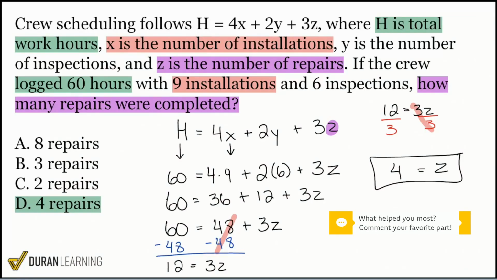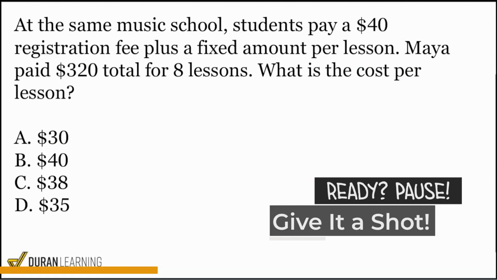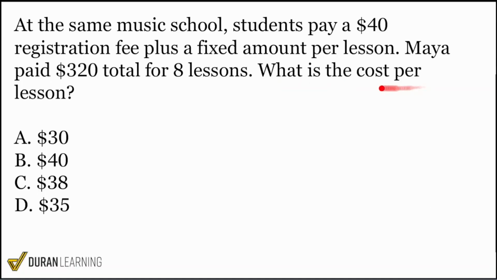In this problem, we had to work backwards to achieve the number of repairs by just plugging and chugging. So in this next problem, what we see here is we're looking for the cost per lesson. When we're talking about the same music school, the students pay this registration fee plus a fixed amount per lesson. Maya paid this amount total for this many lessons, and we're trying to find the cost per lesson.